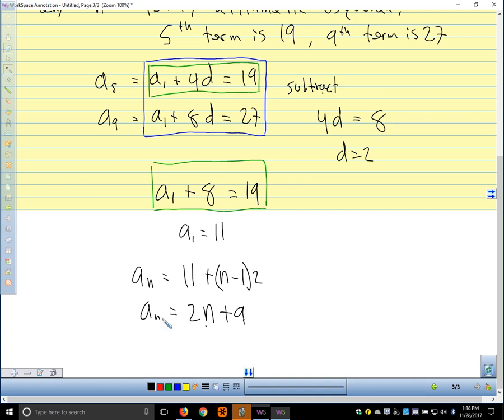And this setting up a system of equations is going to be helpful for when we talk about a geometric sequence, because we'll set up a system of equations, but we have to use a slightly different technique for solving that one. All right, questions there?